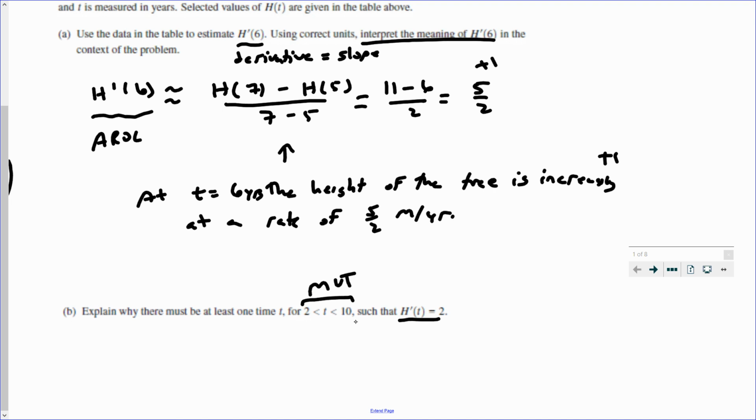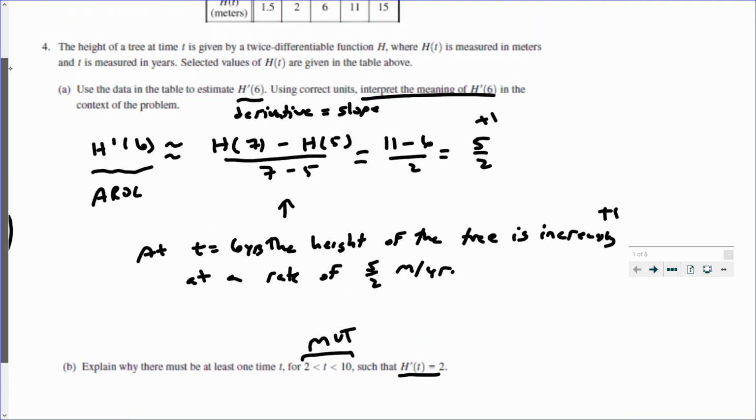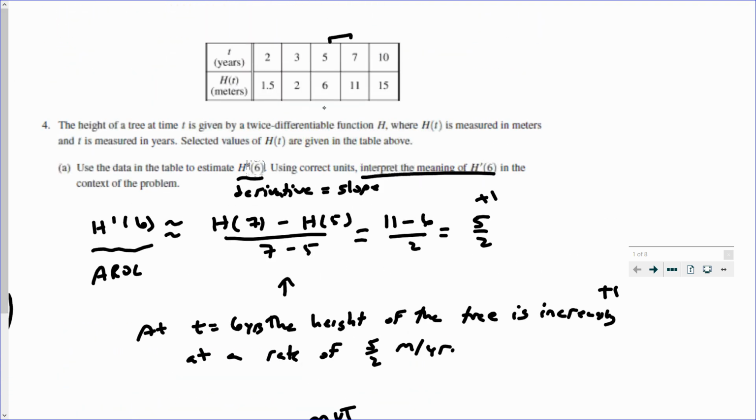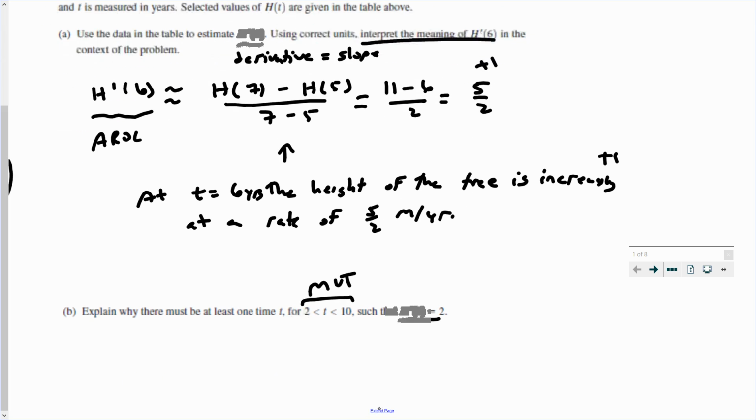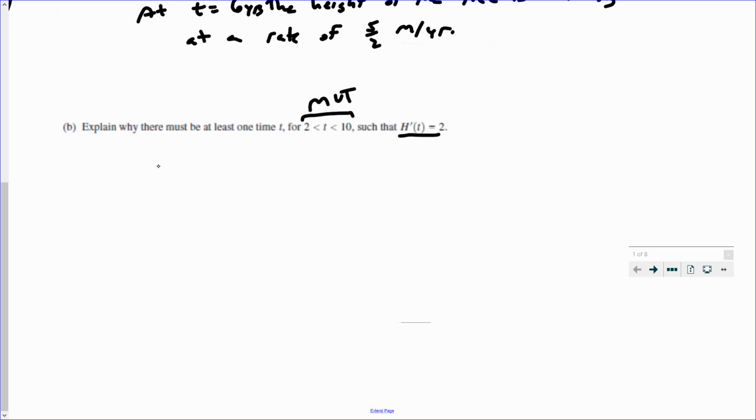So I want to pick a time between 2 and 10 years. Now, 2 and 10 don't work in this case, so we've got to get creative. So let's see. Look at the difference here. Between 3 and 5, that's 2 years right here. And the height changes by 4. Well, that's 4 divided by 2, which is 2. So we're going to pick the 3 and the 5. So we can say that h of 5 minus h of 3 over 5 minus 3. Remember, h of 5 was 6 minus 2 over 2 is 2. And that's what we want.